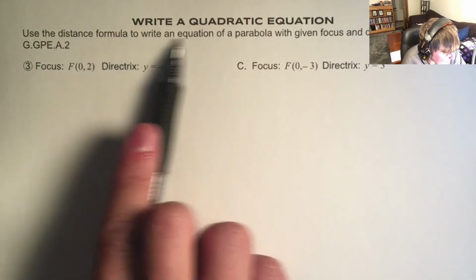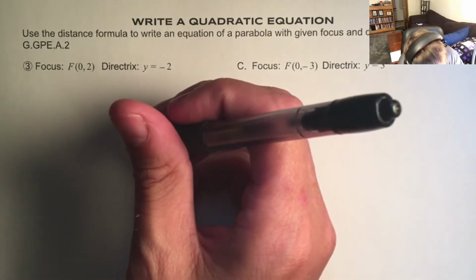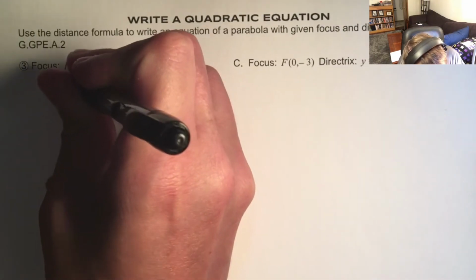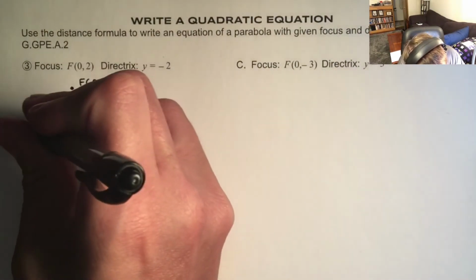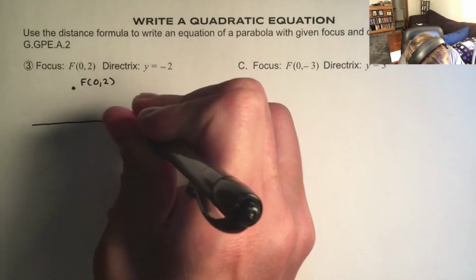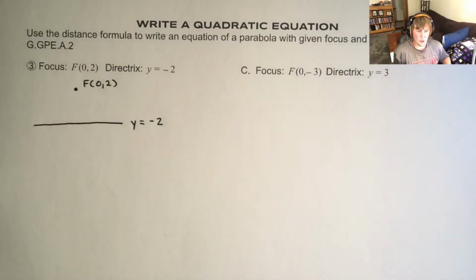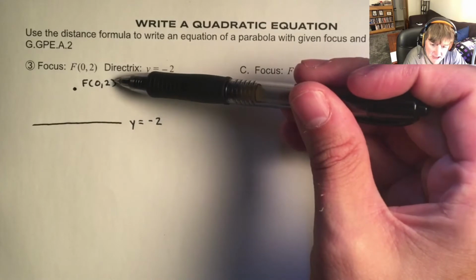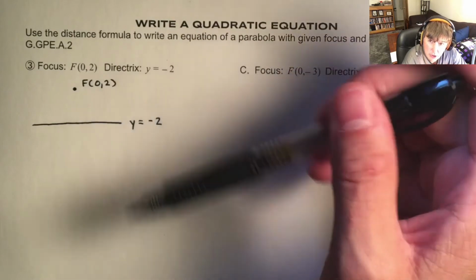I'm going to use the distance formula to write an equation of a parabola with a focus and directrix given to us. So I have a focus at (0, 2). And then I have a directrix, and in this situation, it's going to be below my focus. How come I know this? What allows me to know that the directrix, my line y = -2, is below the focus (0, 2)? Well, it's the y values. This has a +2, this is -2. Well, -2 is clearly less than 2, so it's going to be below it.